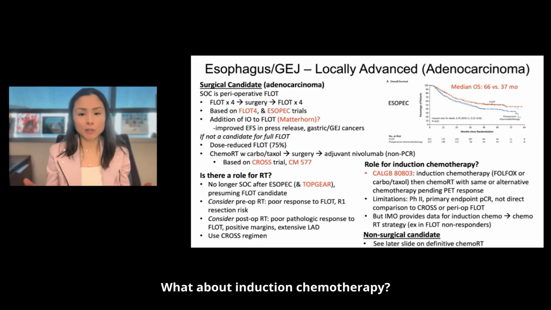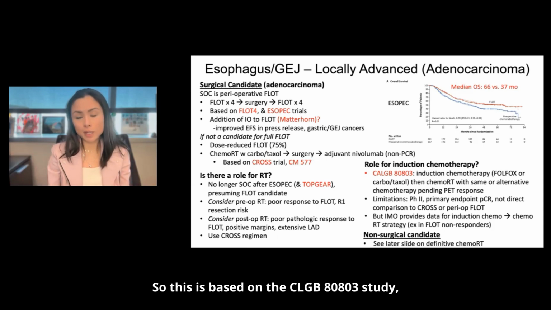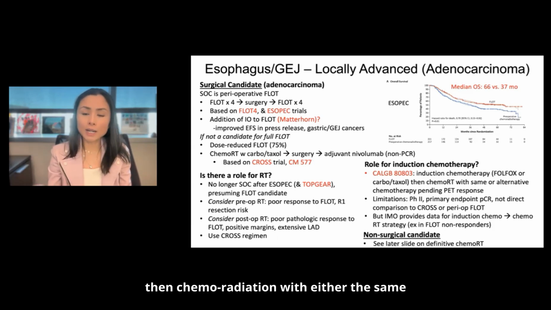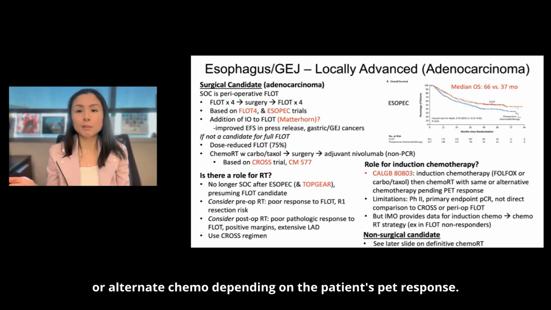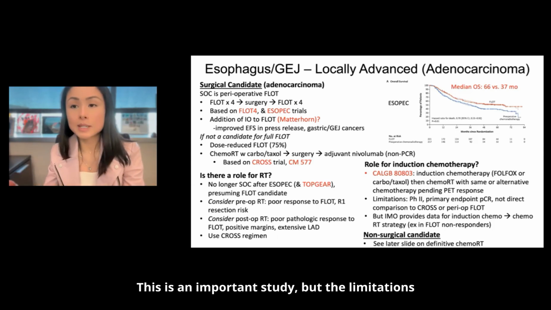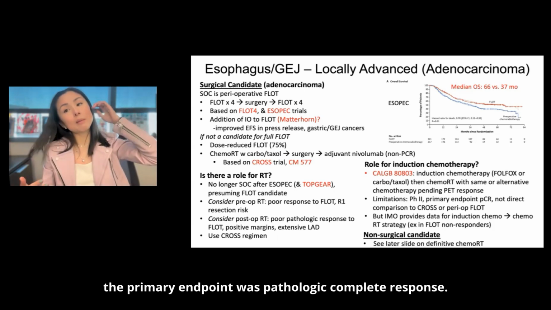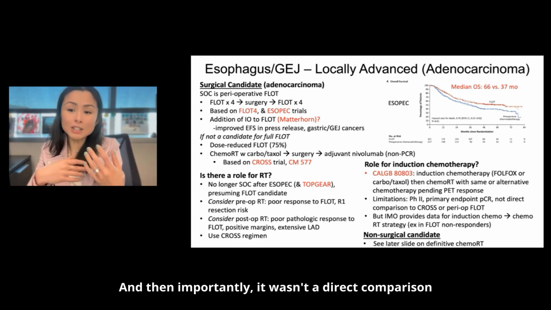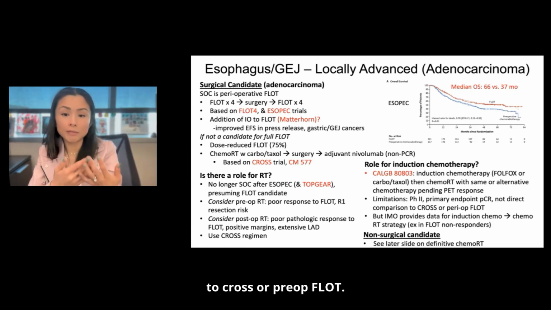What about induction chemotherapy? So this is based on the CALGB 80803 study, which looked at induction chemo with FOLFOX or carboplatin and paclitaxel, then chemoradiation with either the same or alternate chemo, depending on the patient's PET response. This is an important study, but the limitations were that it was phase 2. The primary endpoint was pathologic complete response. And then importantly, it wasn't a direct comparison to CROSS or peri-op FLOT.